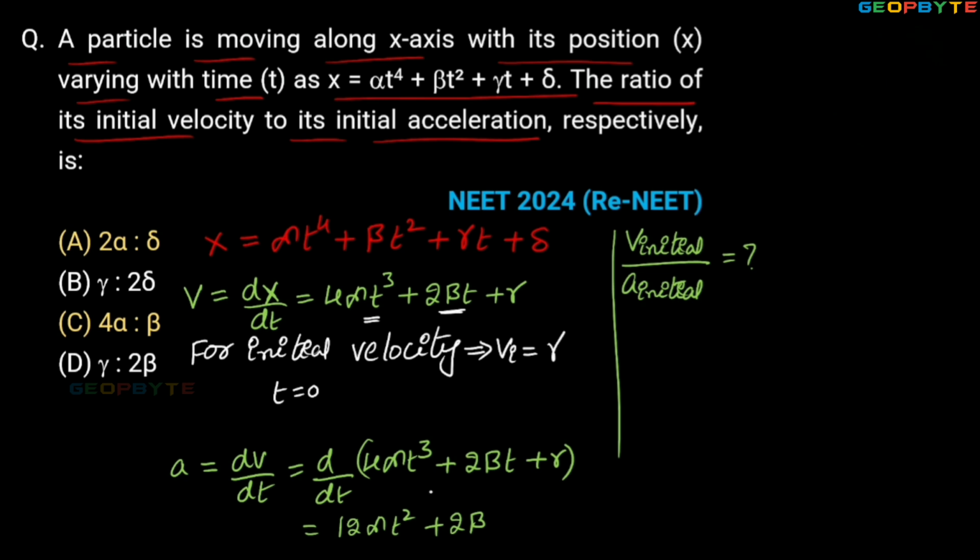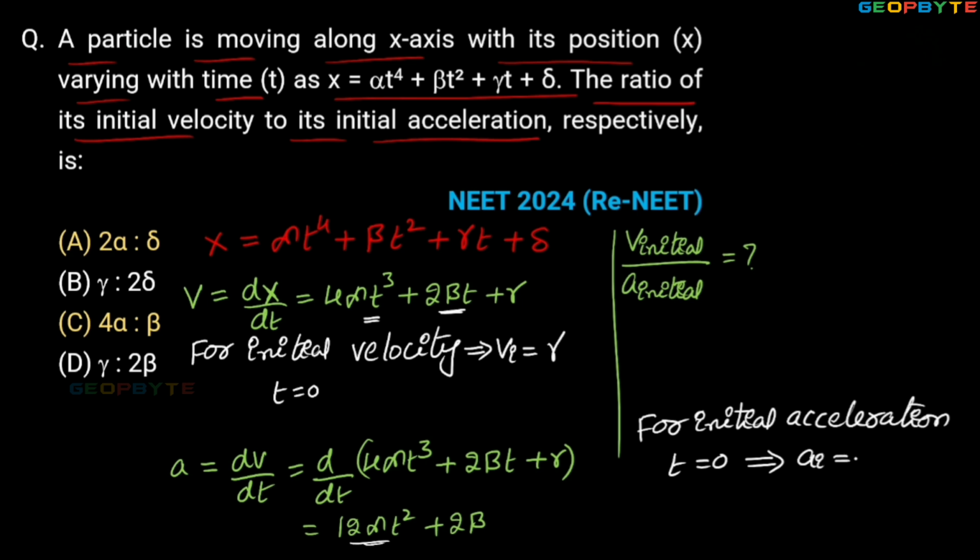Similarly, for initial acceleration also, time t equal to 0. Then this quantity is becoming 0. Therefore, the initial acceleration equal to 2 beta. Therefore, initial velocity by initial acceleration is equal to gamma by 2 beta. That is the answer. Gamma by 2 beta.